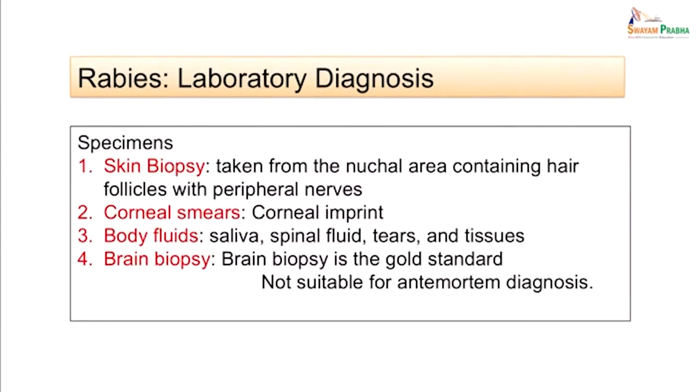The various specimens that are collected for the laboratory diagnosis are the skin biopsy, which is taken from the nuchal area containing hair follicles with peripheral nerves, the corneal smears and various body fluids like saliva, spinal fluid, tears and tissues. Blood can be collected for the demonstration of antibodies, and brain biopsy is actually the gold standard for the laboratory diagnosis, but it is not suitable for antemortem diagnosis. So the most important specimens which are collected are skin biopsy, corneal smears and body fluids.